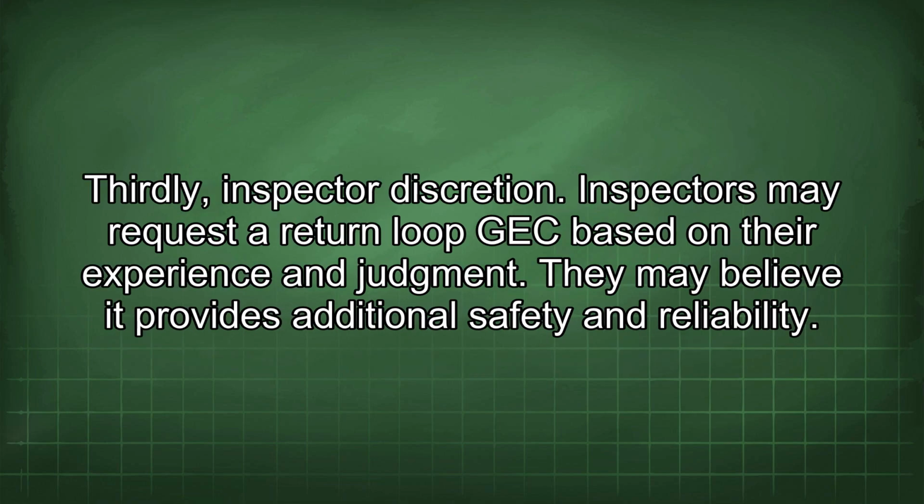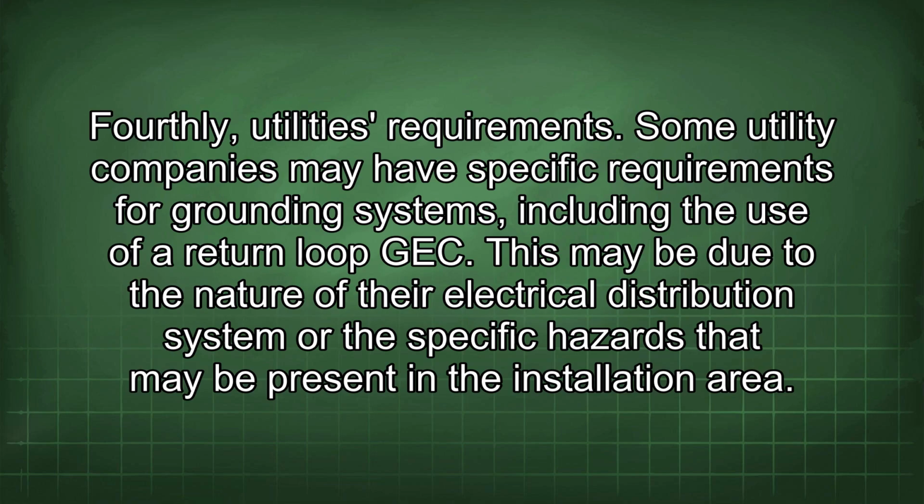Thirdly, inspector discretion. Inspectors may request a return loop GEC based on their experience and judgment. They may believe it provides additional safety and reliability. Fourthly, utility requirements. Some utility companies may have specific requirements for grounding systems, including the use of a return loop GEC. This may be due to the nature of their electrical distribution system or the specific hazards that may be present in the installation area.